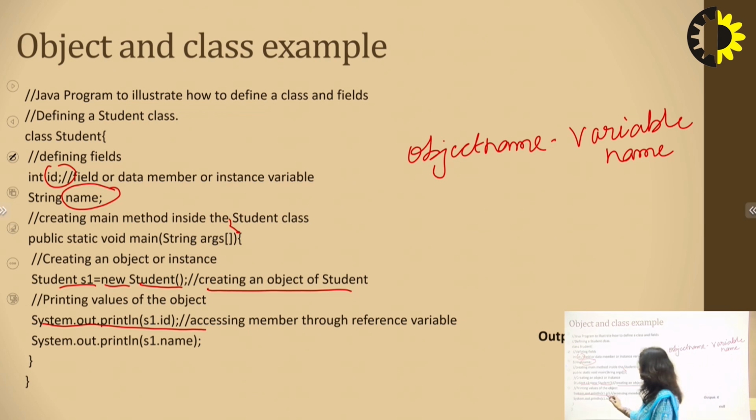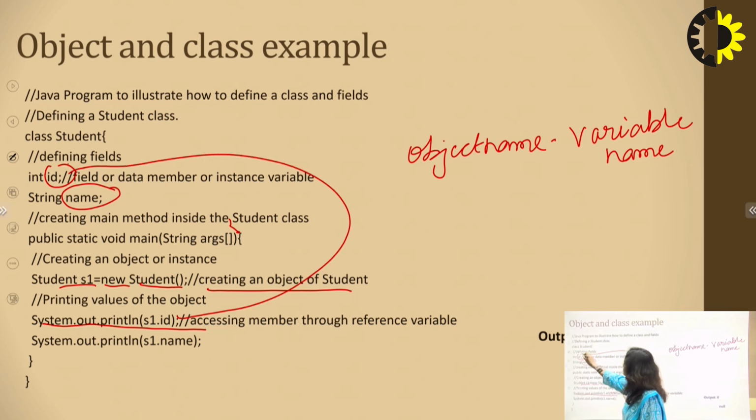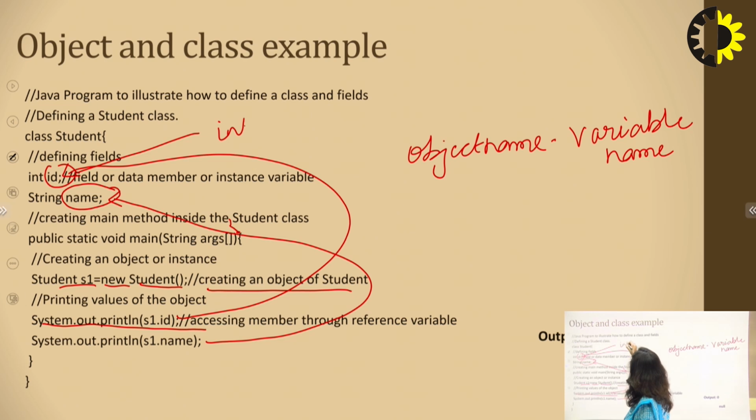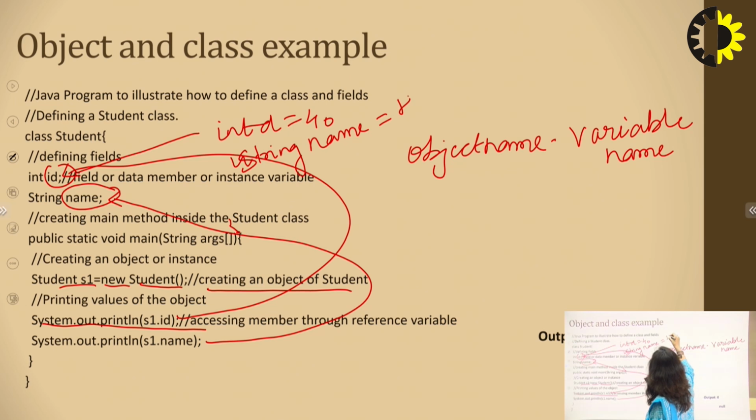So first of all, we are invoking s1.id. It will be called, and the control will return to this int id. And for s1.name, the control will be returned to this. Here in this program, I haven't declared any value to this. We can also write it as int id equals 40 and string name is equals to h.